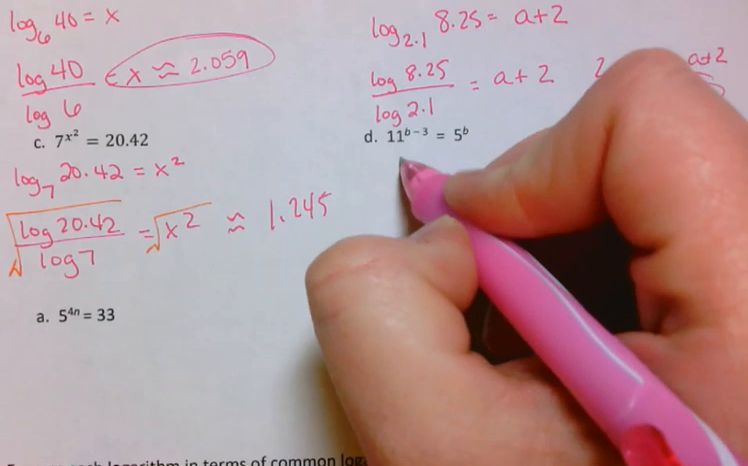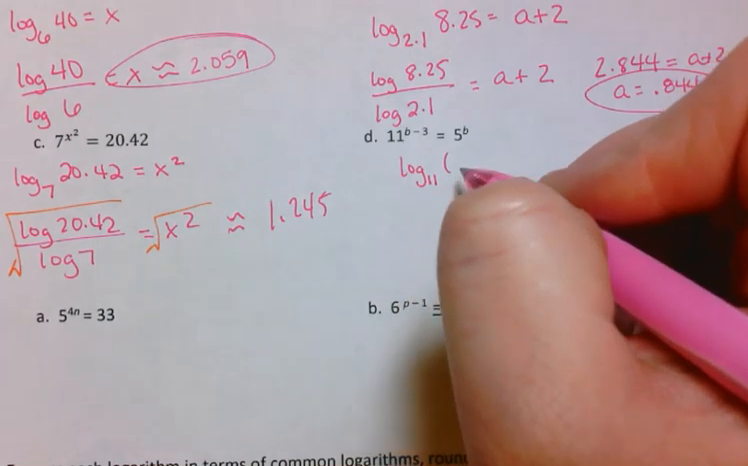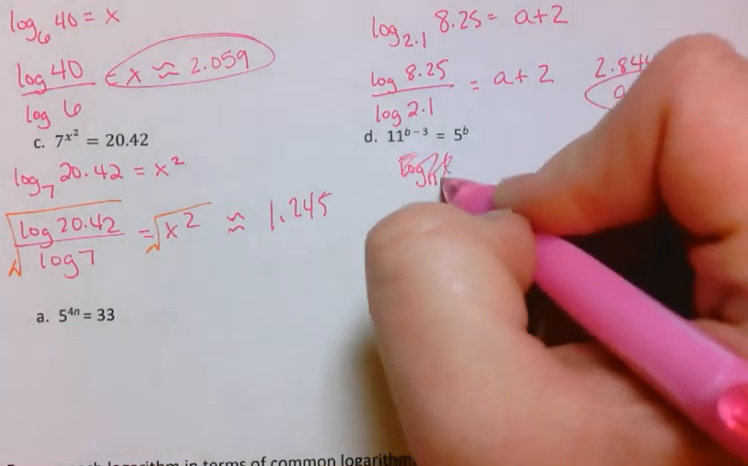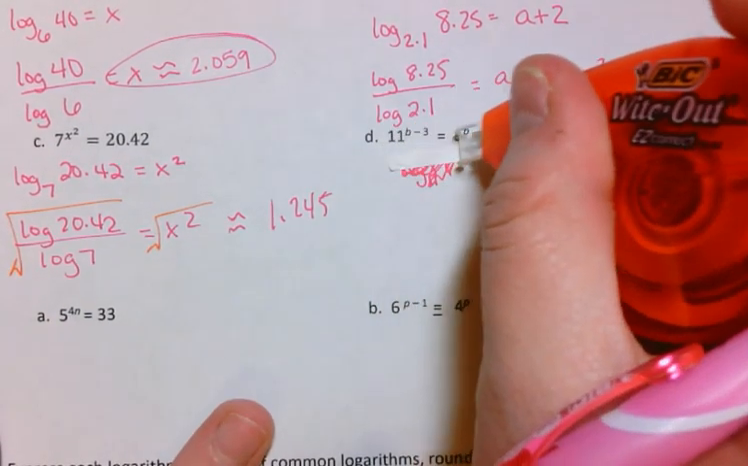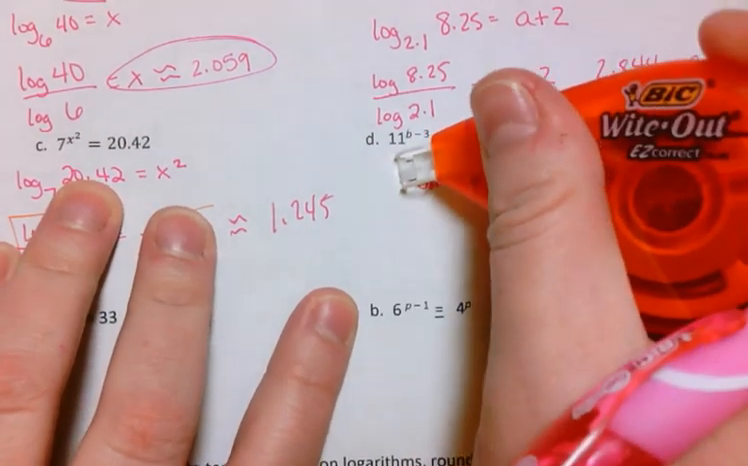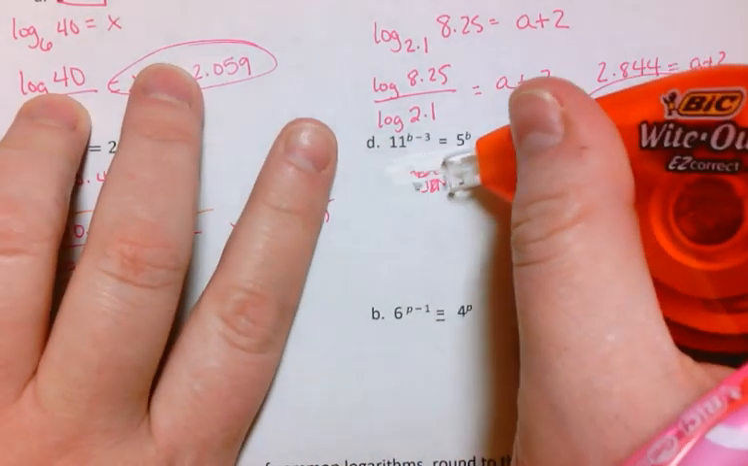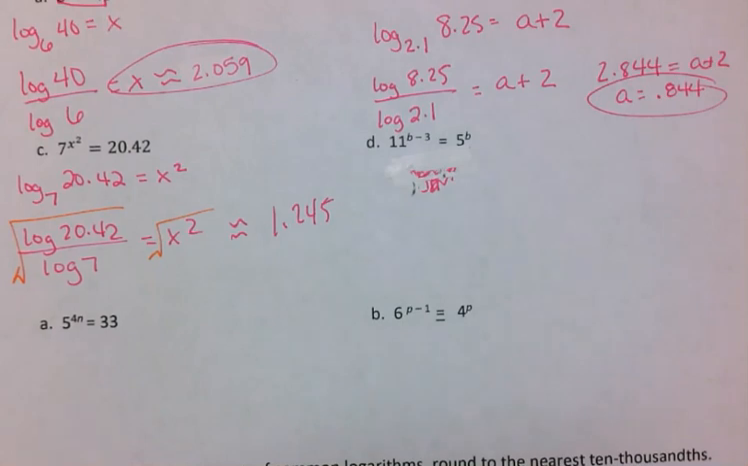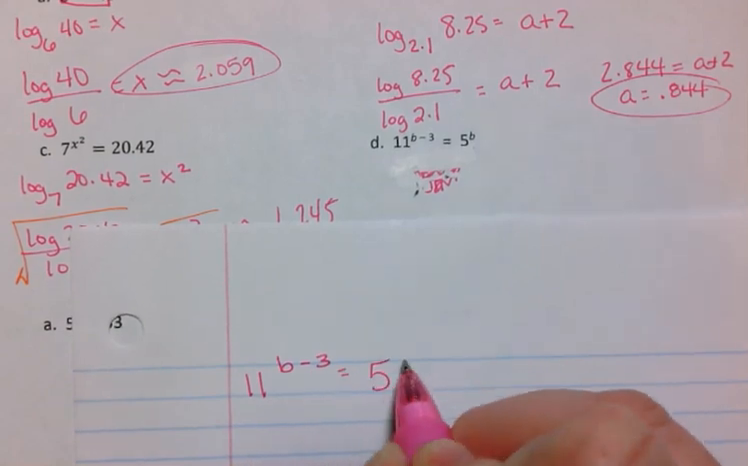So log 11, let's try that one again. I'm going to start this one because I just don't like that. What we're going to do first is take the base log of both sides. Wow, come on. Whiteout, work with me here. You know what? Whiteout's not being nice, so I'm going to grab some paper that I have here and rewrite this problem since it's just not being my friend. So 11 to the b minus 3 equals 5 to the b. I'm just going to do it on here.